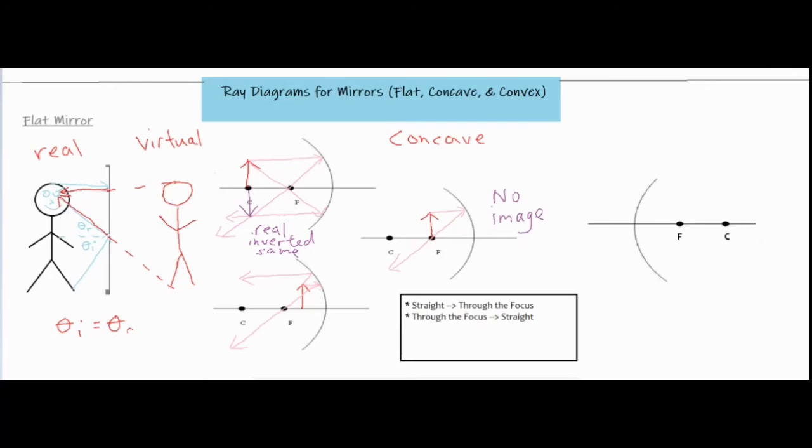So if we were right on the focal point, we can go straight and then through the focus. So we have a light ray that goes straight into the mirror and that gets reflected through the focus. And then if you try to send one through the focus, then you don't really get any light that would hit the mirror at all. Okay, so there's absolutely no image at that point.